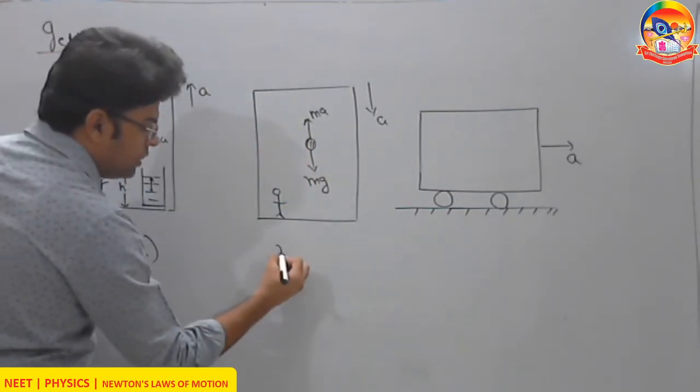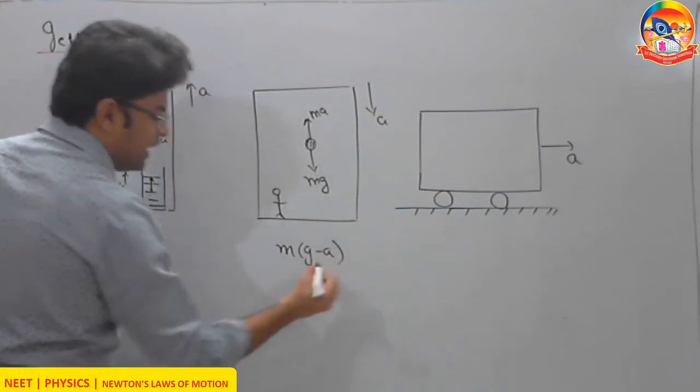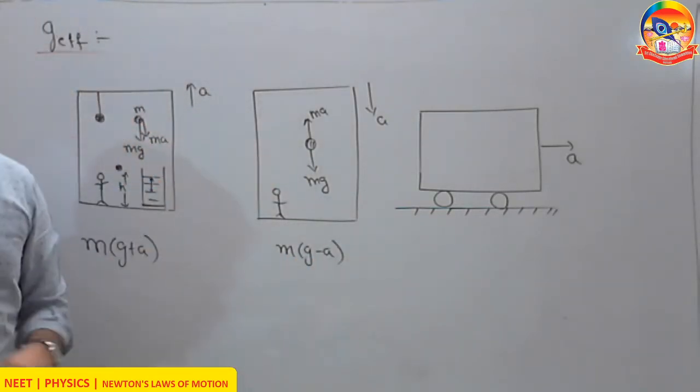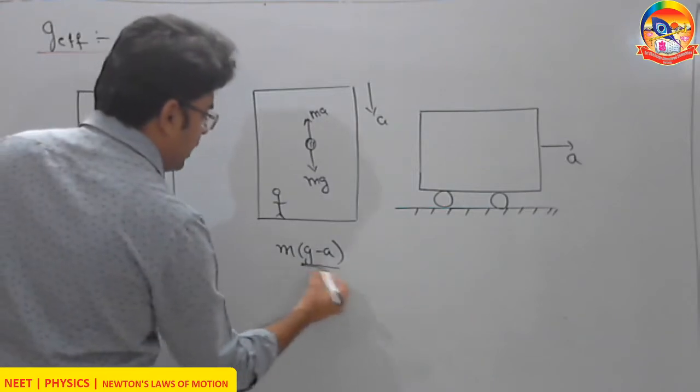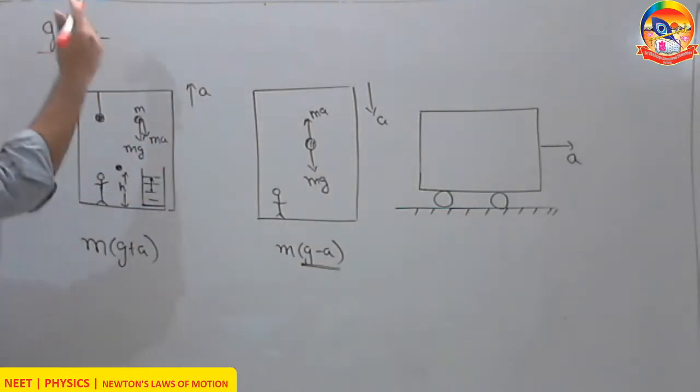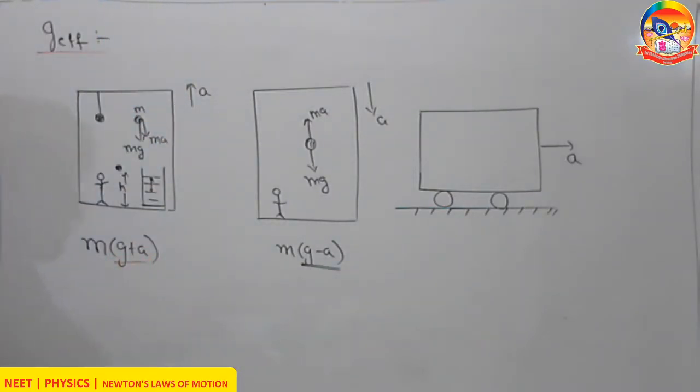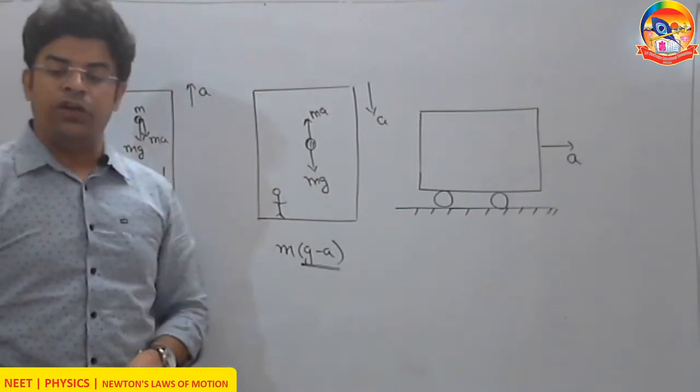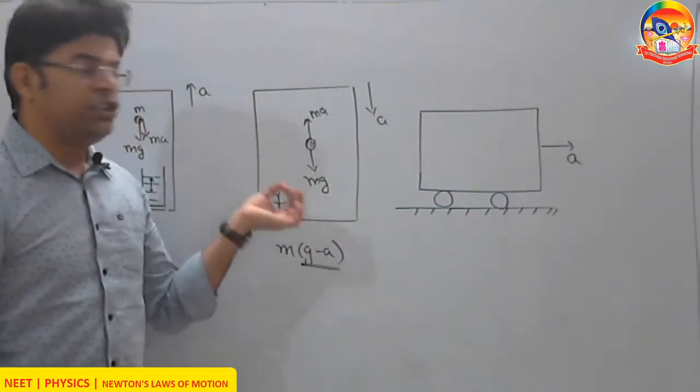So the g effective in this world, the net force downward appears to be mg minus ma. So the net force downward appears to be m times g minus a on a particle of mass m, as if the g effective is g minus a. So for a lift going up with an acceleration a, g effective is g plus a. For a lift going down with an acceleration a, g effective is g minus a.